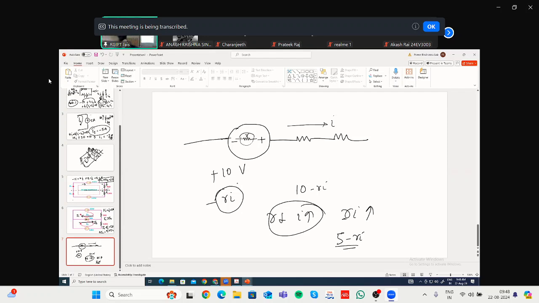Sir, if you have infinite resistance for the current source, then it acts as an open circuit. No, it ensures that current flows. Okay, but it doesn't.